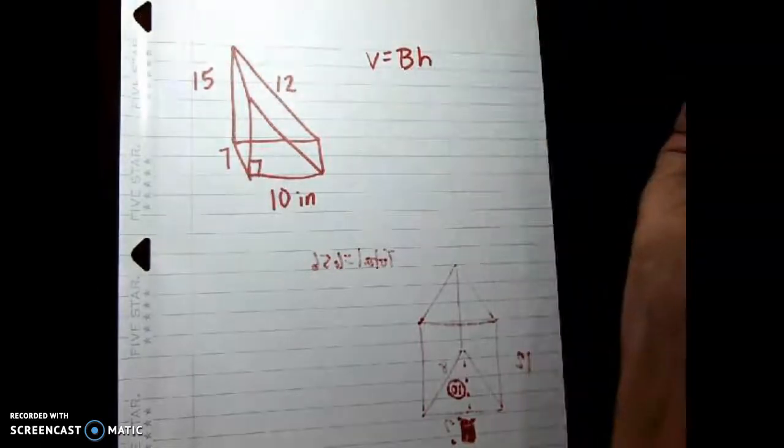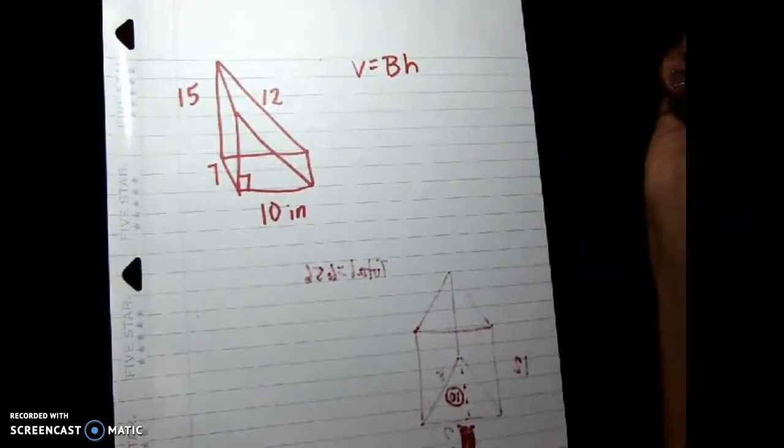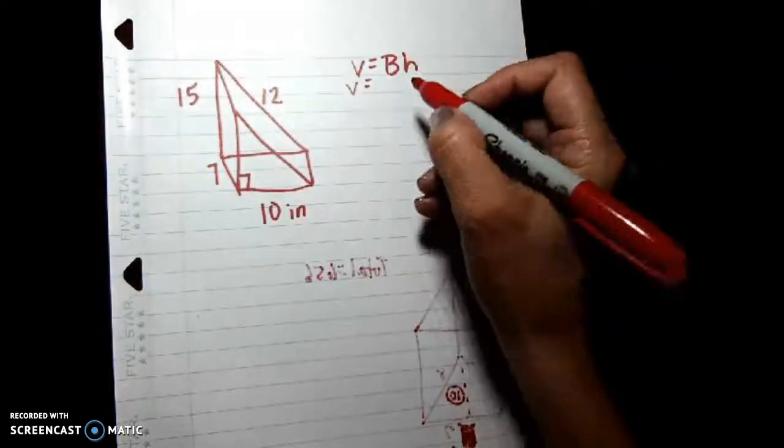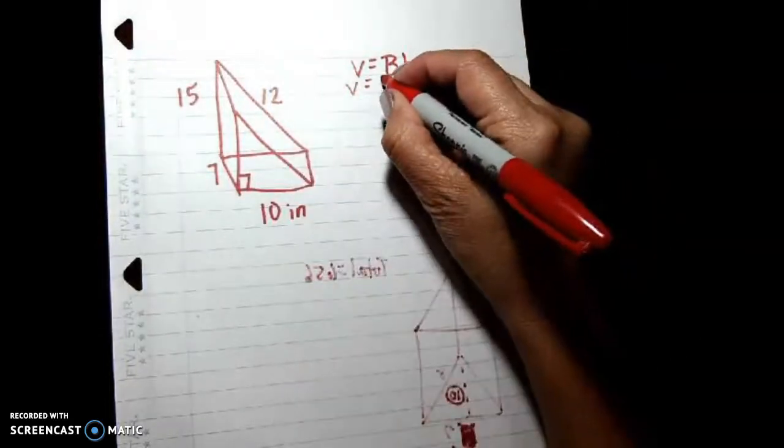BH. All right, I gave you a guide last week. You're going to still use this guide this week, just a different formula is going to be inserted. The second V is going to be, what is the shape of the base? It is a triangle.